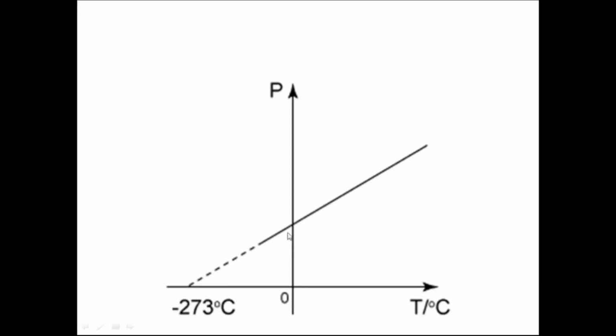It would not pass through the origin. So both graphs will be a straight line, but their difference is, just like with Charles' law, if it's absolute temperature in Kelvin, it passes through the origin. If it's degrees Celsius, it does not pass through the origin. It has an x-intercept of negative 273 degrees Celsius. Let's look at some examples now.